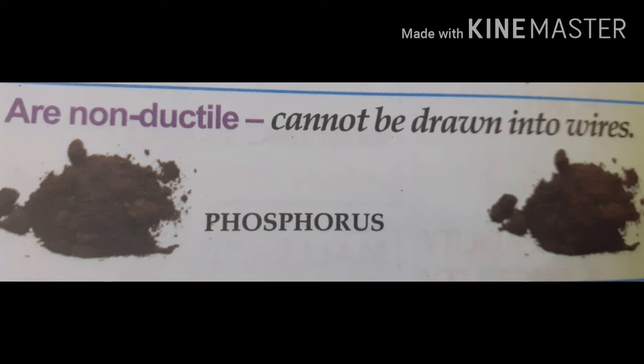And the other property is conductivity. Metals are good conductors of heat and electricity, meaning heat and electricity can flow through them, whereas non-metals are poor conductors of heat and electricity. So electricity cannot flow through non-metals.